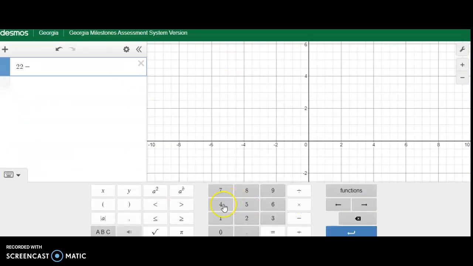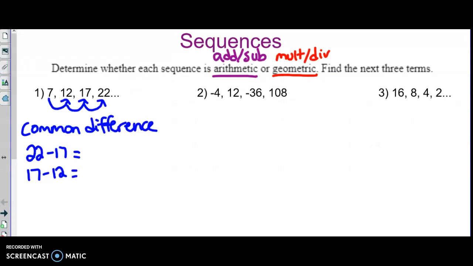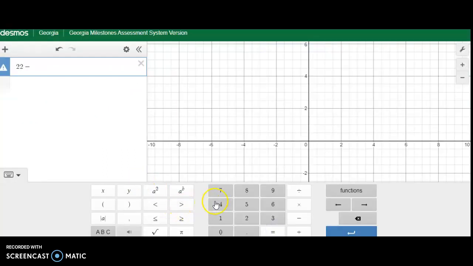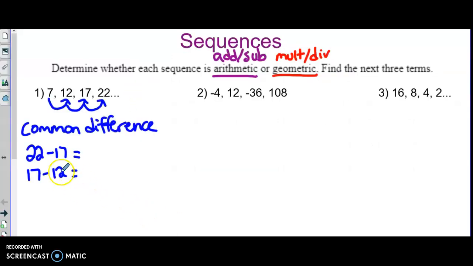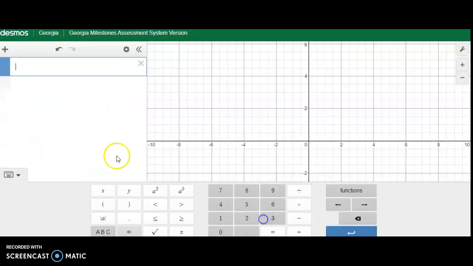22 minus 17. So that says it's 5. Let's check the other one. We have to check more than one because we have to make sure it's 5 every time. So let's do 17 minus 12, and some of you can probably already do this in your head and see that that's also 5.